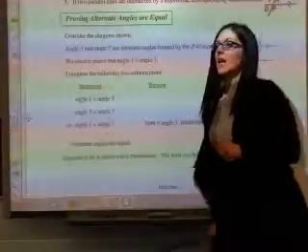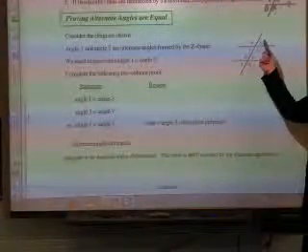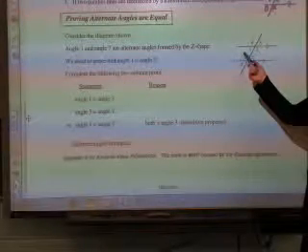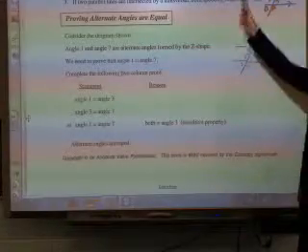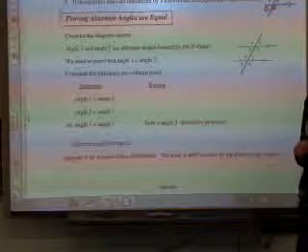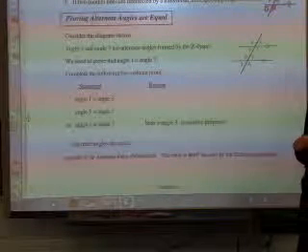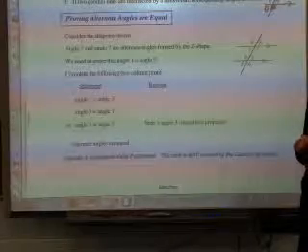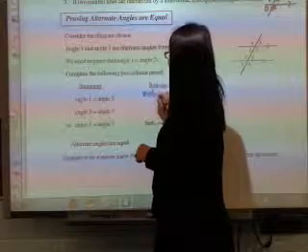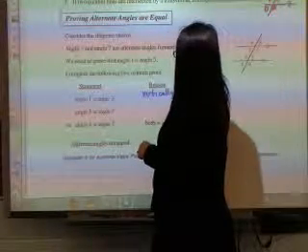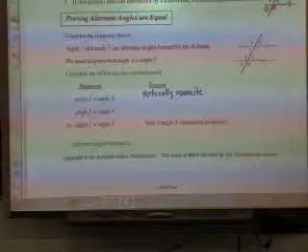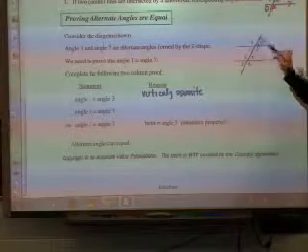So we have a statement saying that angle 1 has to be equal to angle 3. What reason do I have that these two angles have to be equal to each other? Looking at the 3 facts from above, the 1, 2, and 3, which one corresponds to that? Carissa? Yeah. So the reason is they're vertically opposite. So angle 1 is equal to angle 3.